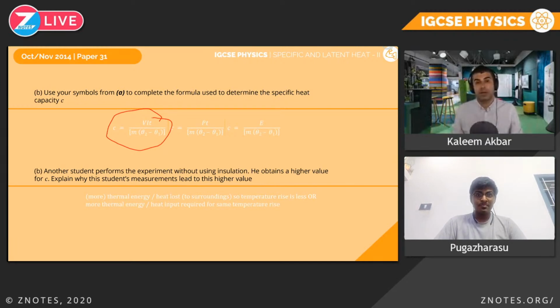I hope you understand. Of course not. You're going to be digging out more sand, because I'm sticking it right back in. This is happening when energy is being lost to the surroundings. You're having to give it more energy in order to do the same thing. In other words, the specific heat capacity appears higher. How do you get around that? Insulate it better. Stop the heat being lost.